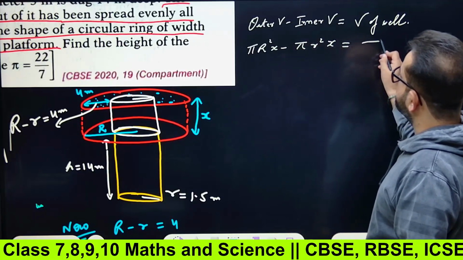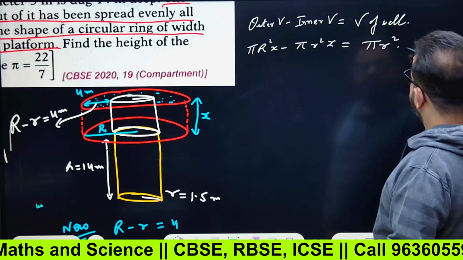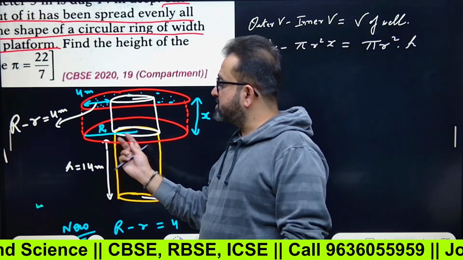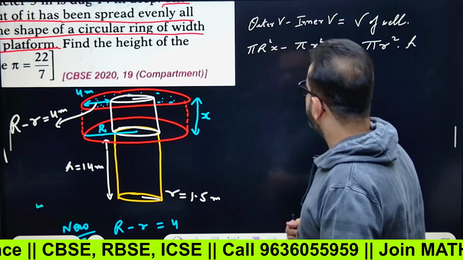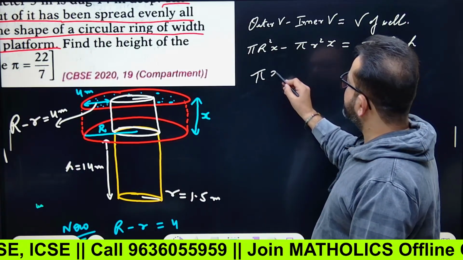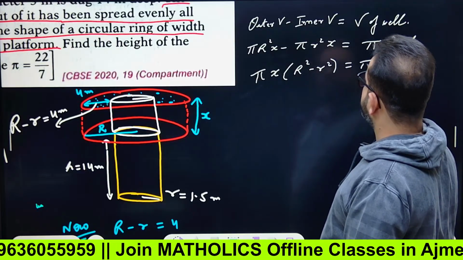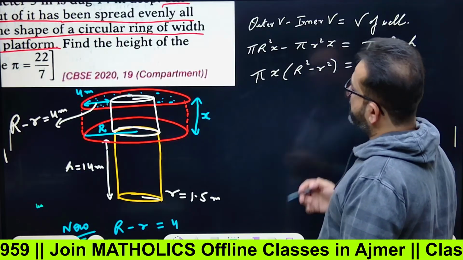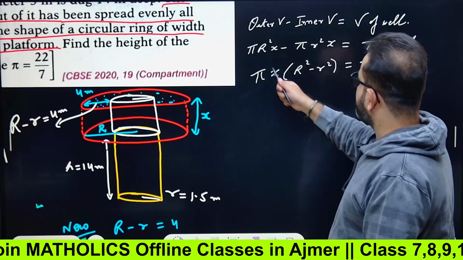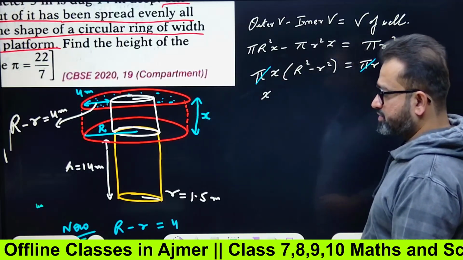Volume of the well will be pi small r square into h, because we have taken these values as h. This is capital R, this is small r. Now, if you take out pi and x common, it is capital R square minus small r square, equals pi into small r square into h. So pi and pi got cancelled. So x into capital R square minus small r square.